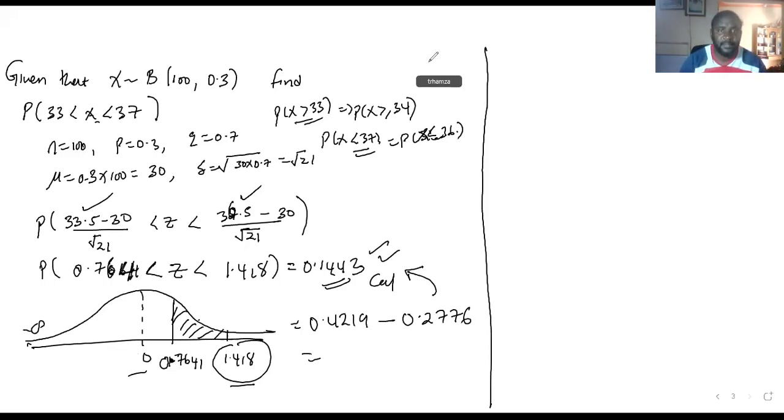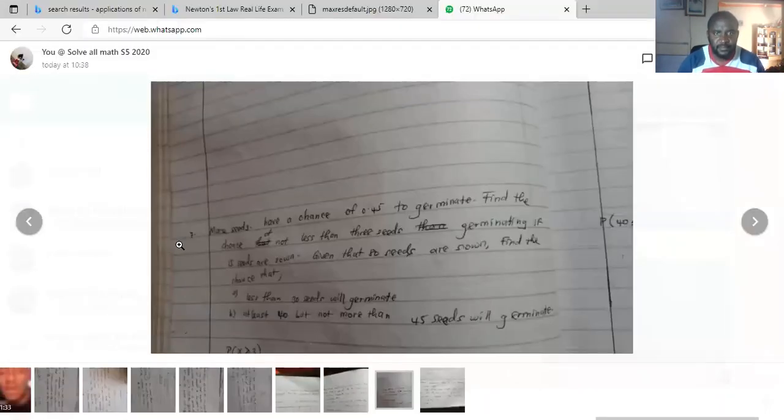Thank you, teacher. Anytime. So guys, we have maize here, okay? Maize seeds have a chance of 0.45 to germinate. Find the chance of not less than 3 seeds germinating if 15 seeds are planted. So we want seeds to germinate. So success is 0.45. Those not to germinate are going to be 0.55. How many seeds are we given? 15.